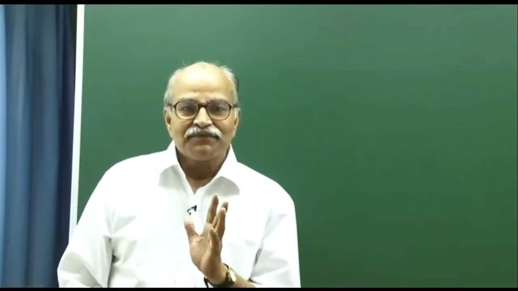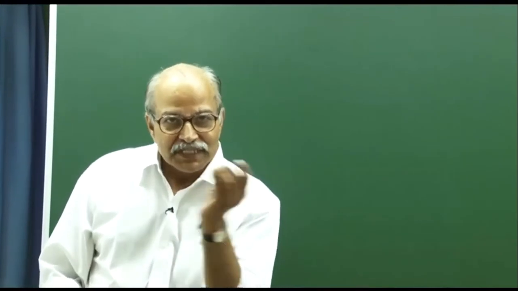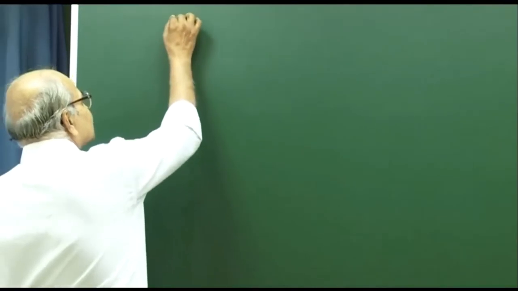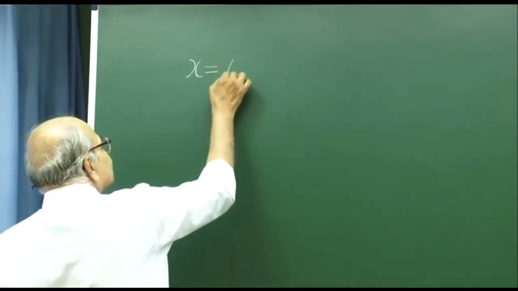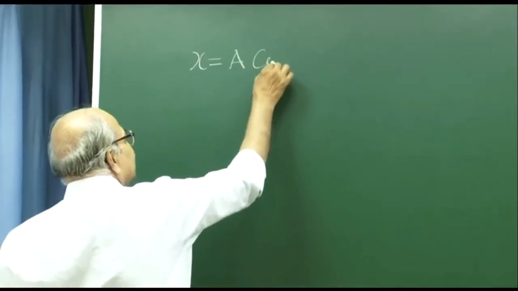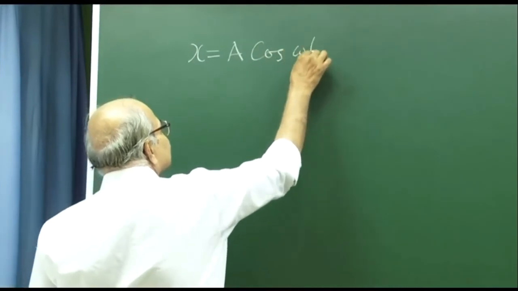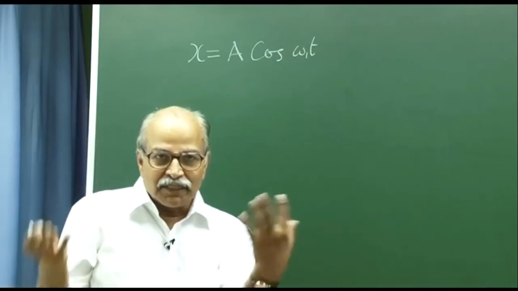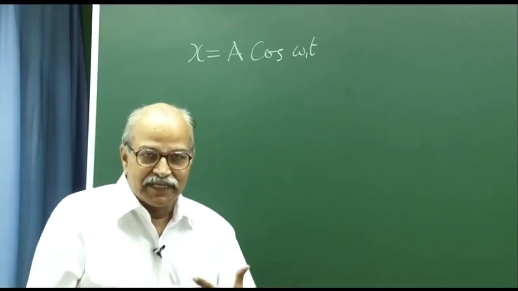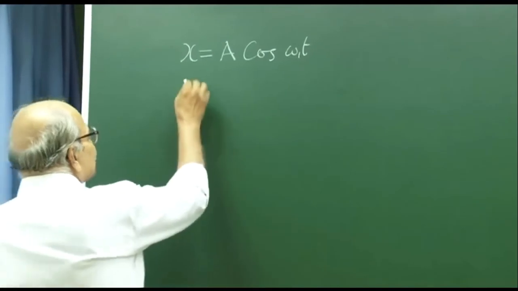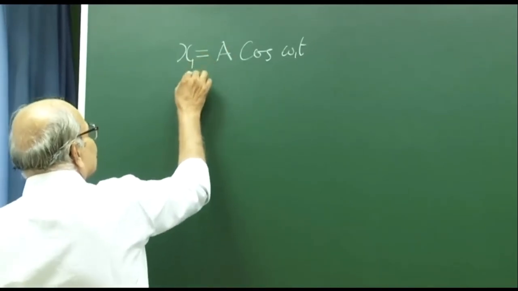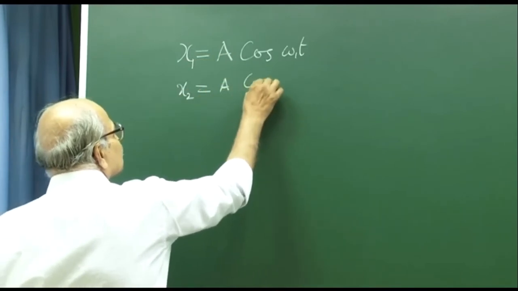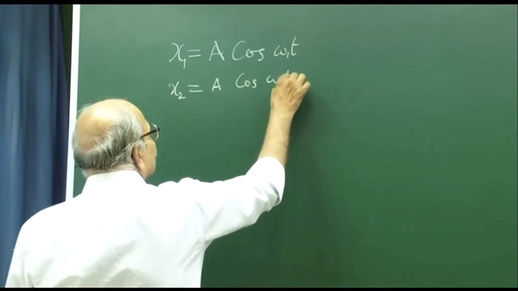Let us suppose I have an object which is given oscillations because of some force, and that oscillation is x1 equal to a cos omega1 t. Then there is some other force system which gives it another frequency, and that is x2, say, equal to a cos omega2 t.